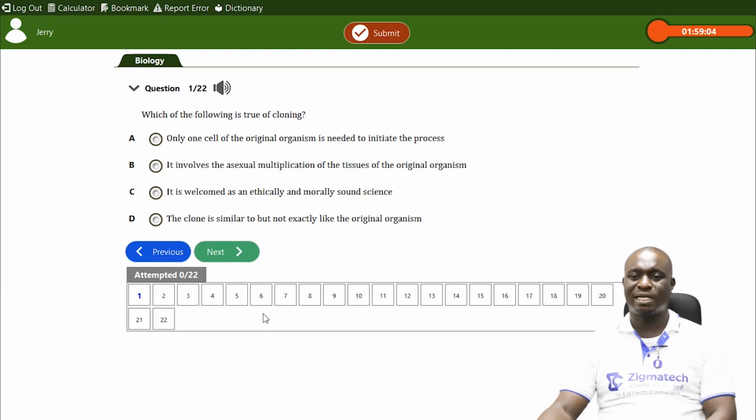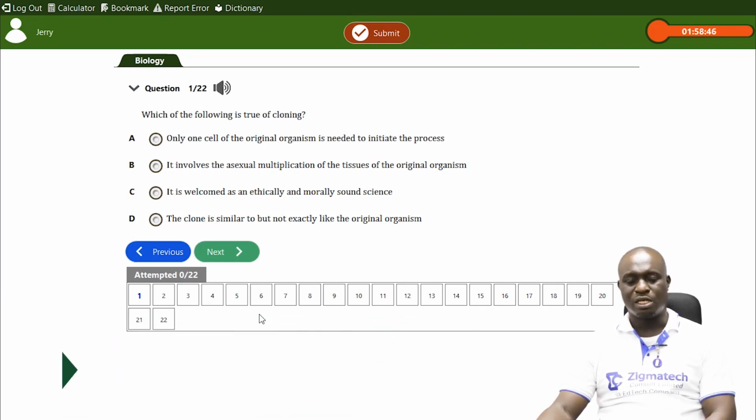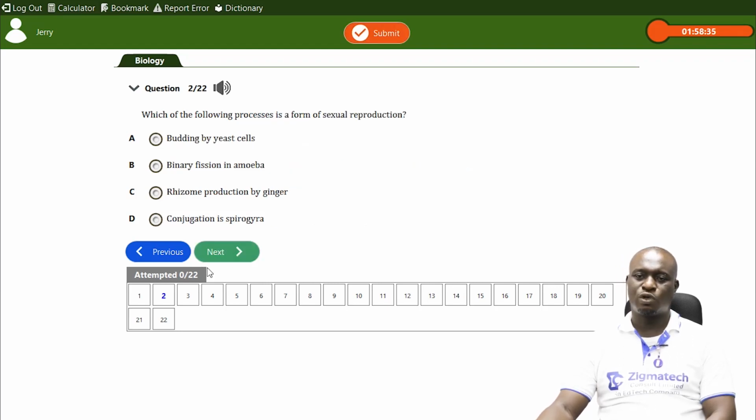Well, for me, I could take options A and D. Option A is correct, because only one cell of the original organism is needed to initiate the process. But if you look at option D also, the clone is very similar, but maybe not exactly like the original organism. So the correct answer we can pick is option D. Next is question 2.